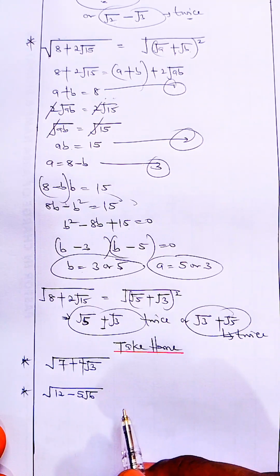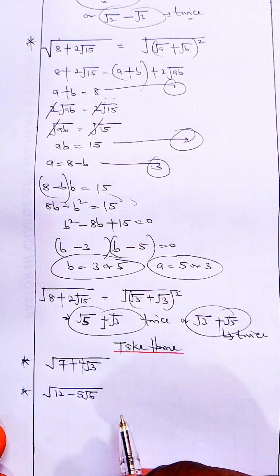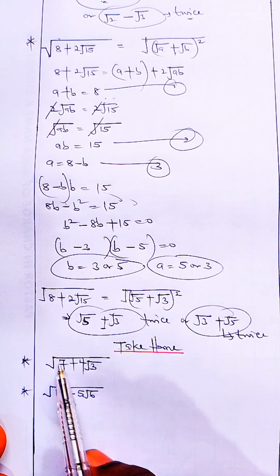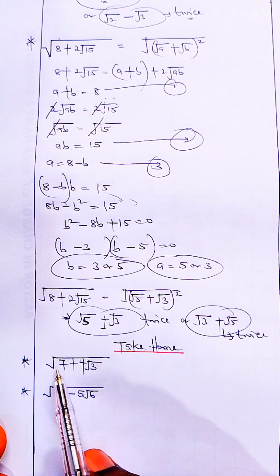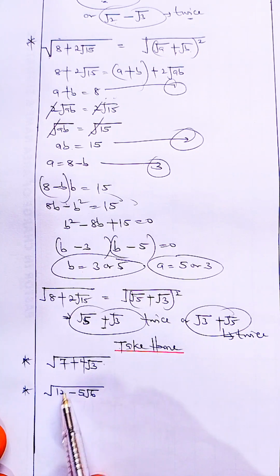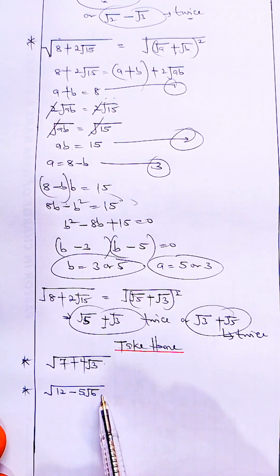Okay, it's time for our take home. Now we have two questions to test ourselves to see how much we've gotten from today's exposition. So the very first question is, we should get the square root of 7 plus 4 root 3. And the next one, the square root of 12 minus 5 root 6.